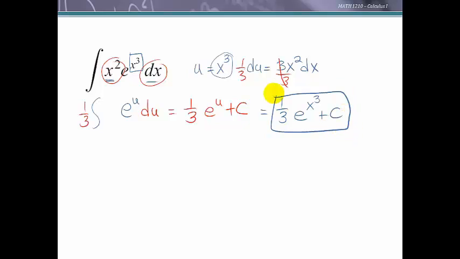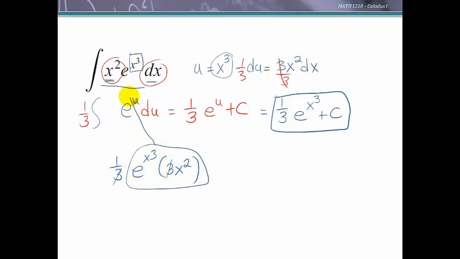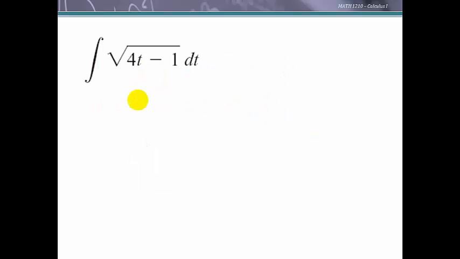Now, it's not a bad idea to check things. I could check this by taking the derivative of this, and I should get this piece right here that I was integrating. So if I took the derivative, I would have 1/3. The derivative of e to the x cubed is e to the x cubed, and then chain rule multiplied by the derivative of x cubed, which is 3x squared. And then, of course, the derivative of a constant is 0. Well, we can see these 3's would cancel, and indeed I would get this integrand right here. Let's look at another one.